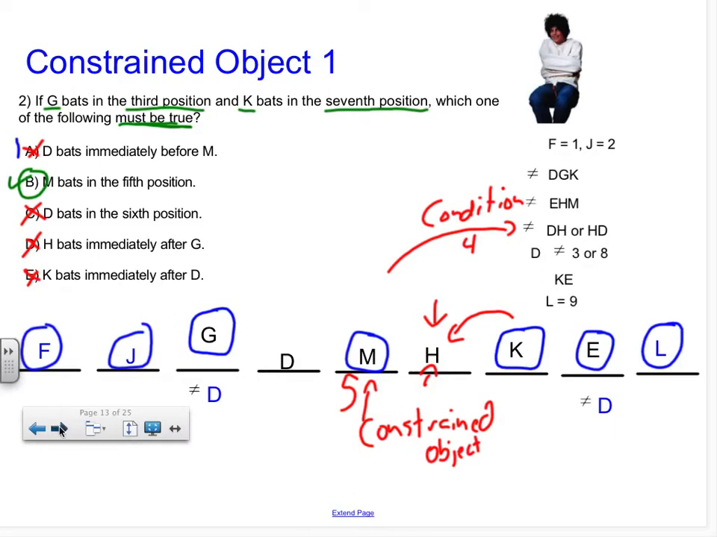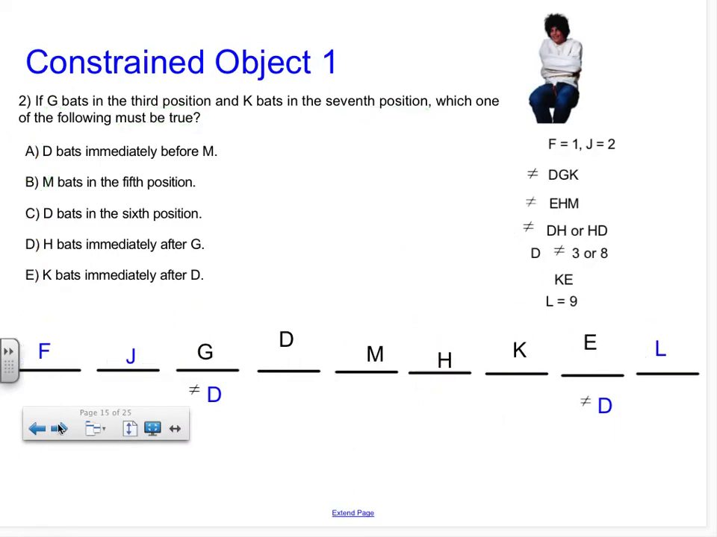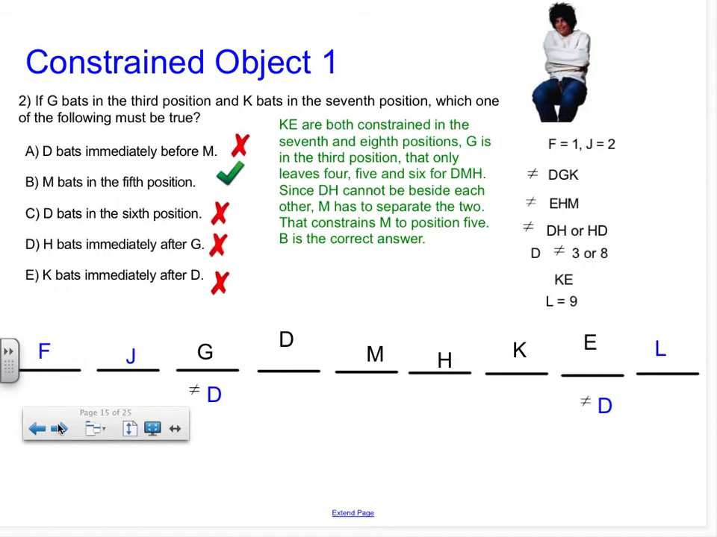So B was the correct response. Just a quick recap: K and E are both constrained in the 7th and 8th positions. G is in the 3rd position. That only leaves 4, 5, and 6 for D, M, and H. Since D and H cannot be beside each other, M has to separate the two. That constrains M to position 5, and B is the correct answer.